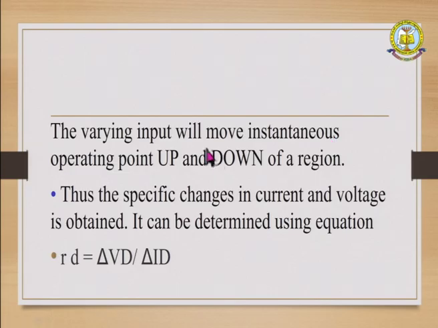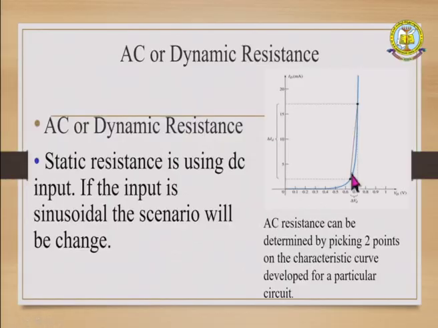So this is where the input moves the instantaneous operating point up and down the region. This is the up region, and this one is the down region.